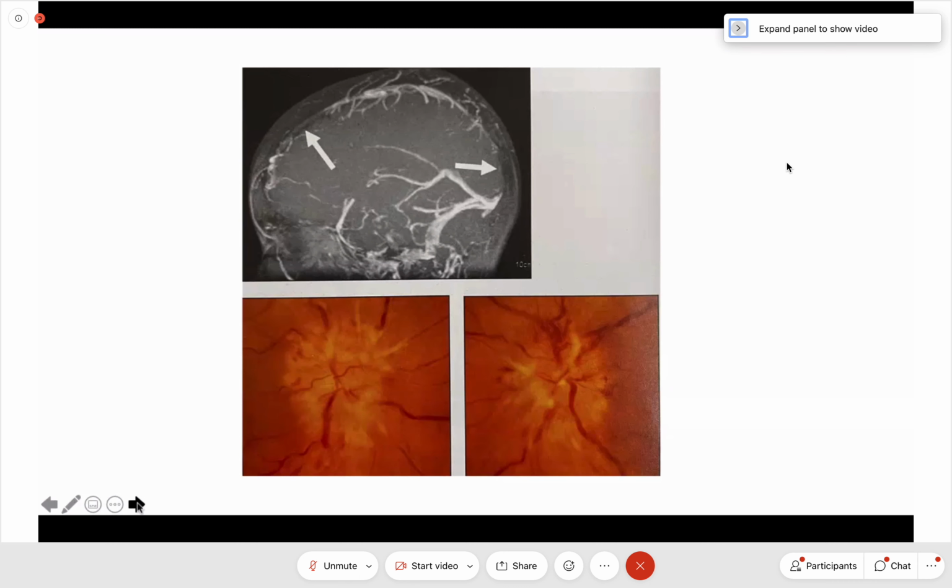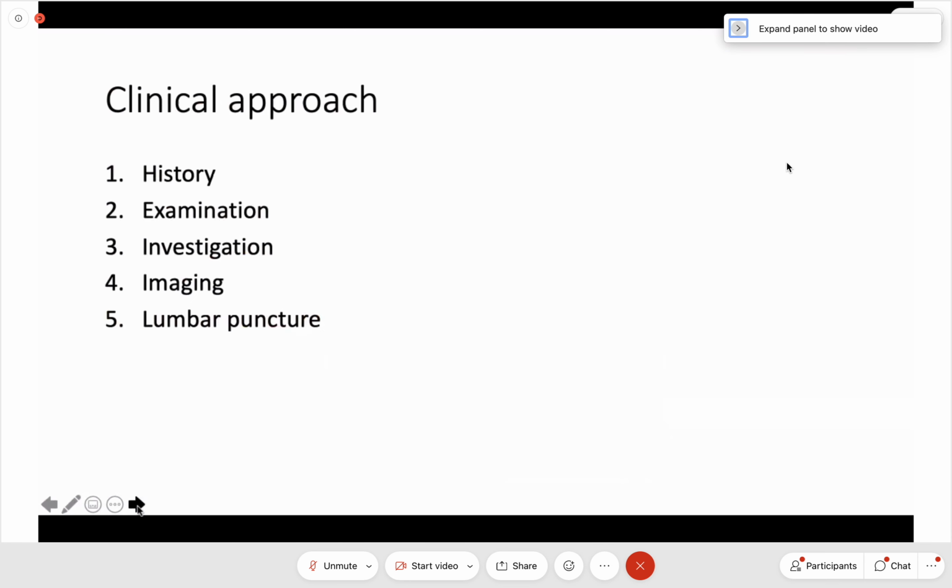You can see two thrombosis there. Look at the arrows. And this patient also has bilateral severe optic disc swelling. All right. So when you see them, you need to manage, right? So this is how you approach them.